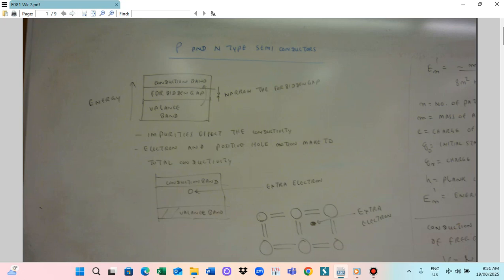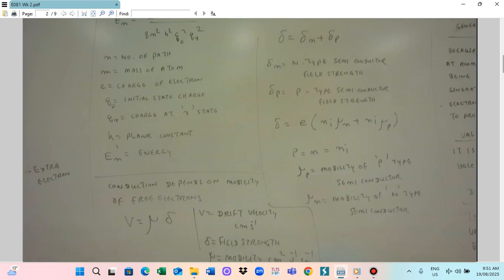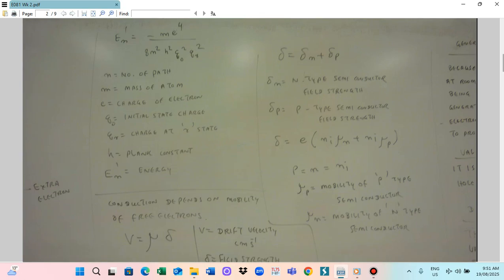In this case, the electron has energy, and this electron's energy can be calculated. So En is equal to minus m e to the power 4, divided by 8 n squared h squared, epsilon 0 squared, and then Q0 squared and QR squared. So this is the equation that we have to write. Here, n is the number of parts, m is the mass of the atom, and e is the charge of the electron.